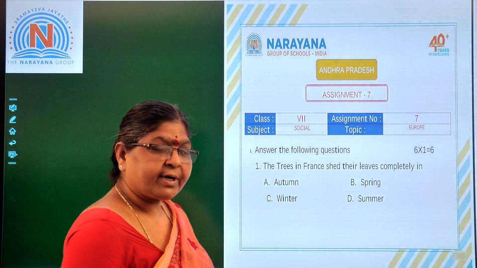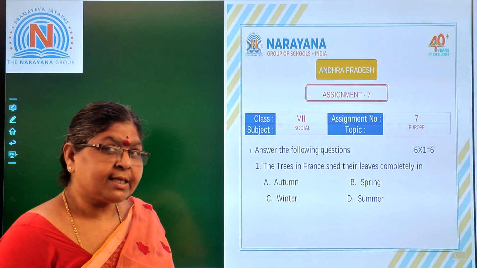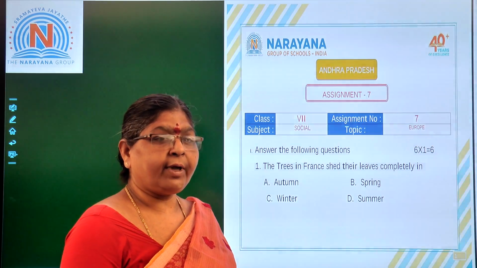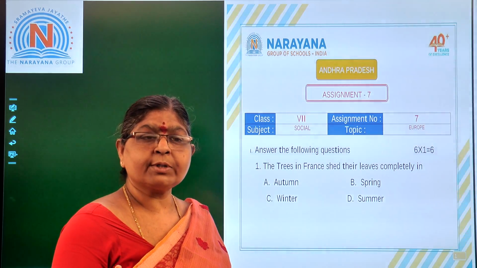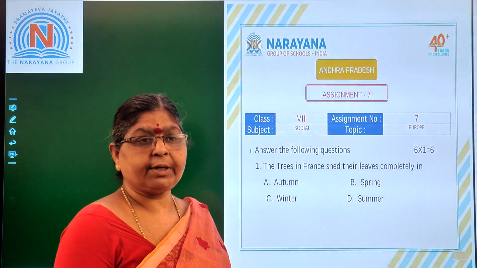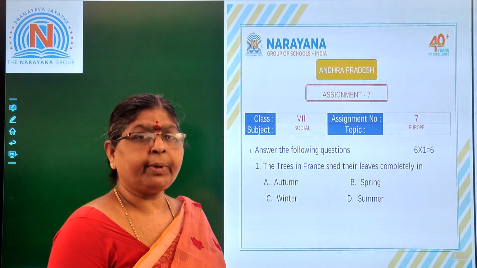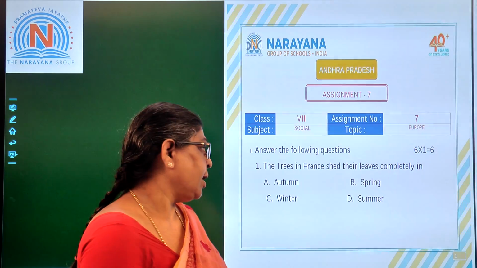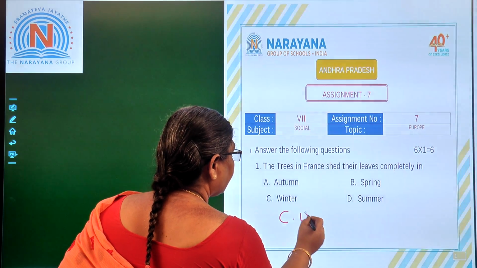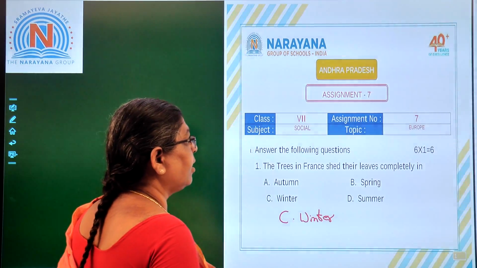Okay, so see here, the first question is based upon that only. The trees in France shed their leaves completely in. See, France, the trees shed their leaves in which season? That is the question. You know very well that in winter season it would be almost freezing temperatures, and that is the reason, to protect the moisture in the trees of Europe, almost all the countries of Europe, they shed their leaves in the winter season only. So, what is the answer? Answer is C. That is winter. That is the answer for the first question.